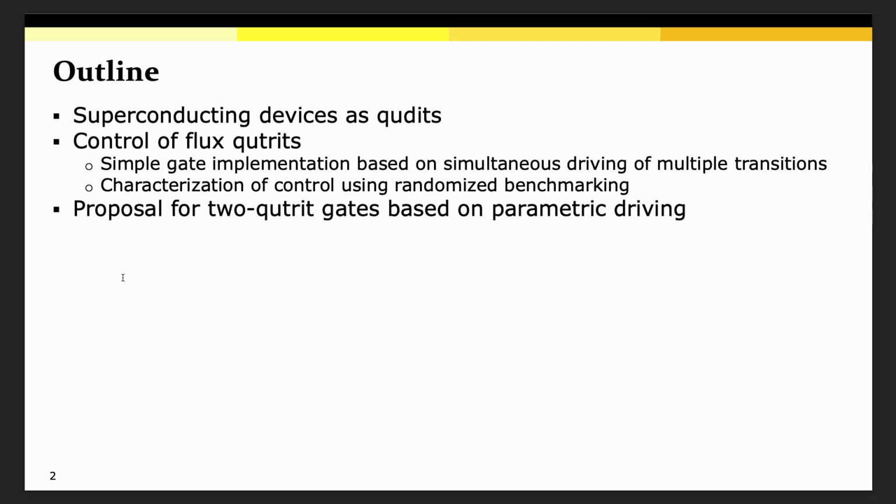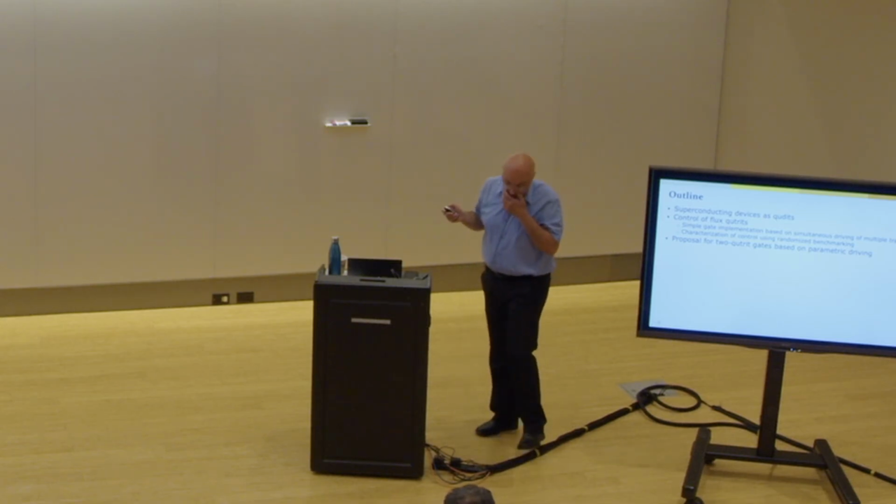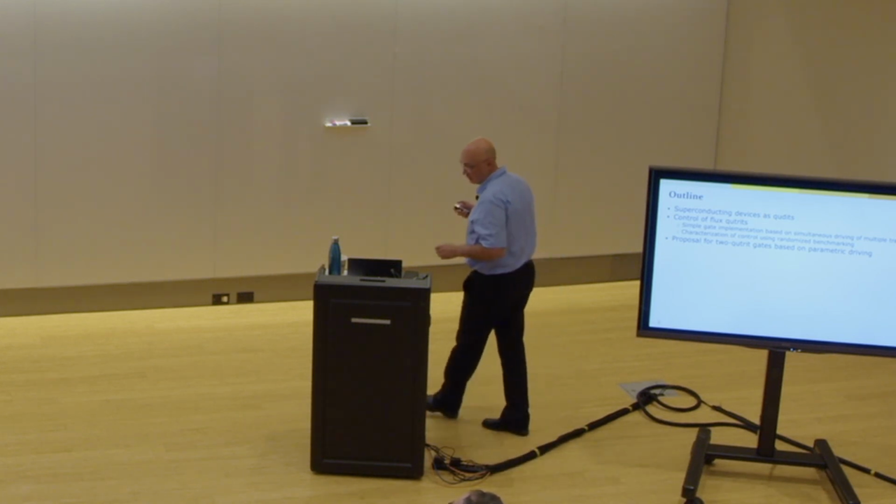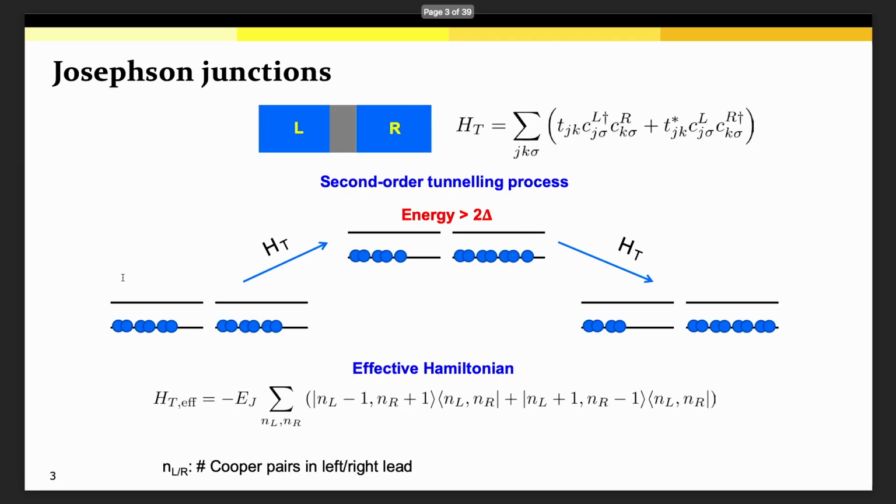I will talk about some experimental details of what Sahel presented in a previous talk, and then I will discuss briefly our randomized benchmarking process characterization for a single qutrit. And in the final part of my talk, I will discuss a proposal for the implementation of an entangling gate between two qutrits based on parametric driving.